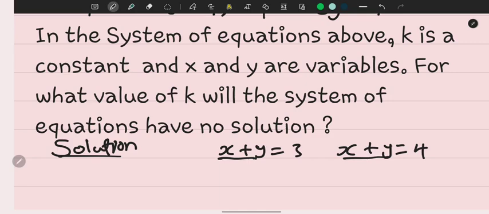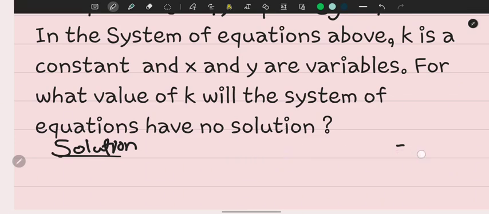For you to equate the same expression to different values, that means there is no solution. You cannot tell us that x plus y here is 3 and that same x plus y is 4. It is not possible, so these two lines can never meet. That is what we are trying to say. So don't forget the condition I told you: you must have the same expressions.